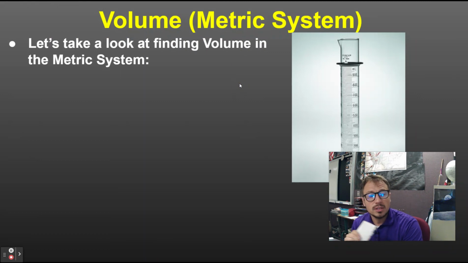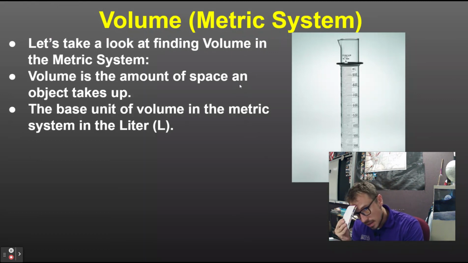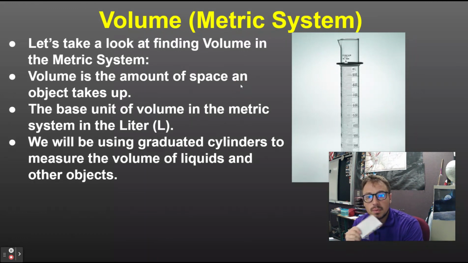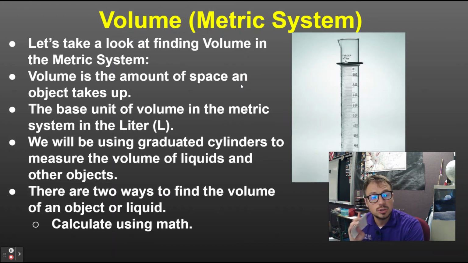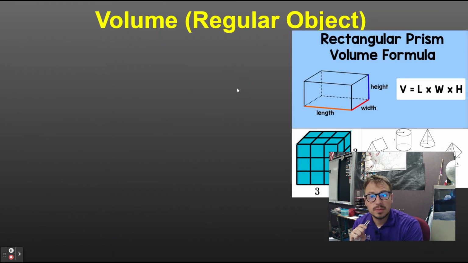When we were measuring volume in the metric system, it's the amount of space that an object takes up. The base unit of volume in the metric system is the liter, but we'll be using graduated cylinders with milliliters to measure objects. The two ways to find the volume of an object are to calculate using math or to measure using the graduated cylinder.